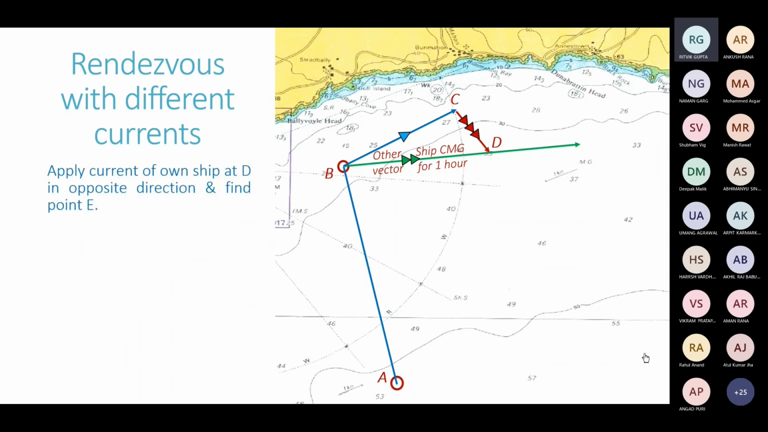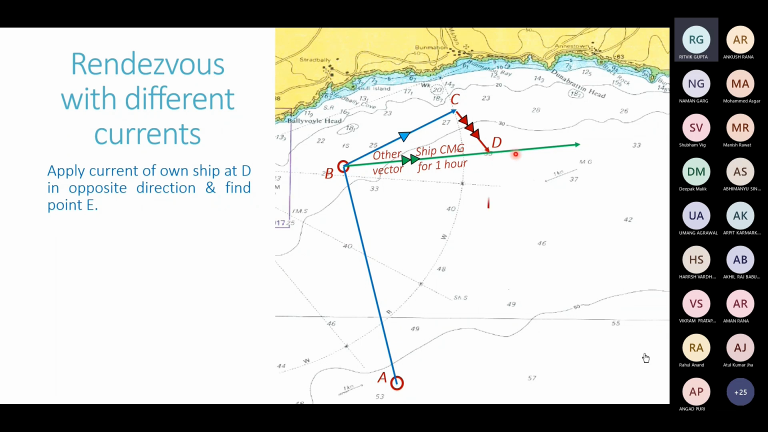Now the next thing which we have to do is we have to apply the current vector acting at our ship location. You see the currents are different in both the locations now. Target ship is facing a different current and our ship is experiencing a different current. So now we have to plot the current which is applicable at our own ship location at point D in the reverse direction or opposite direction.